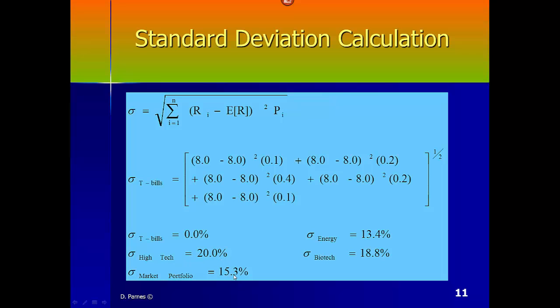For the market, which is the SPDR for that purpose, 15.3% per year. Standard deviation of an energy stock, 13.4% per year. Standard deviation for biotechnology, 18.8% per year.